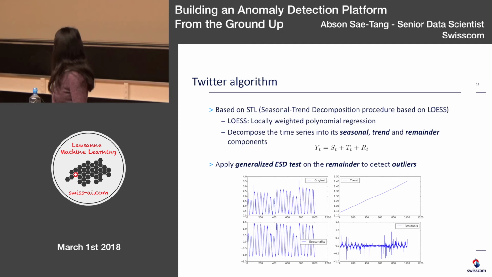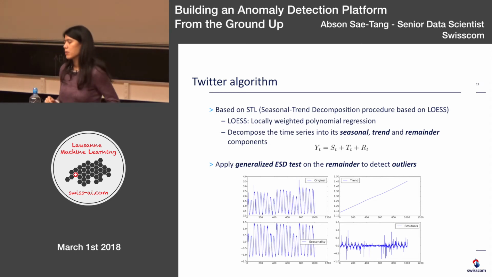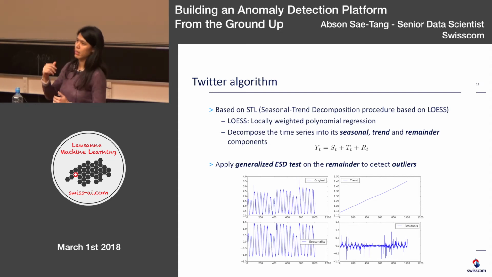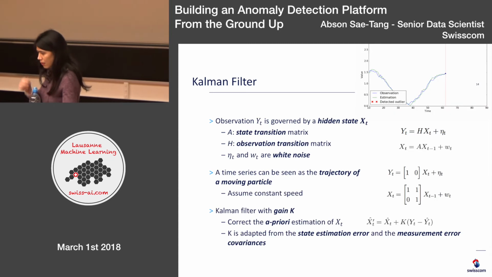And then to detect the outliers, we apply a statistical test called the generalized ESD test. Roughly speaking, this test will take the likely outliers out of a base distribution and then compute the distance of those outliers to the remaining clean distribution. And if the distance is bigger than some critical value that depends on the significance level that you want to have, then it will classify those data points as outliers.